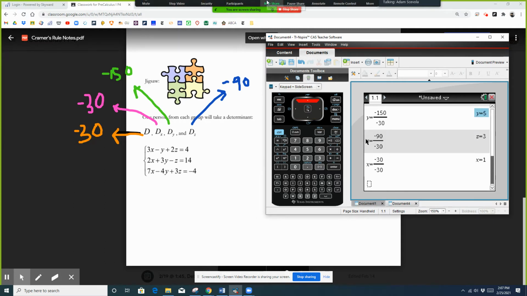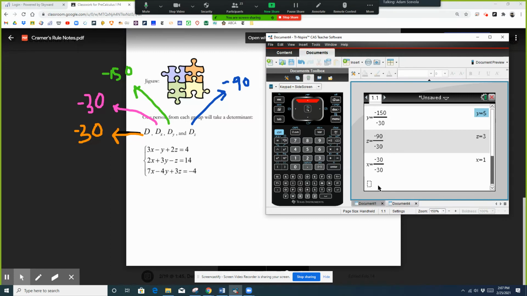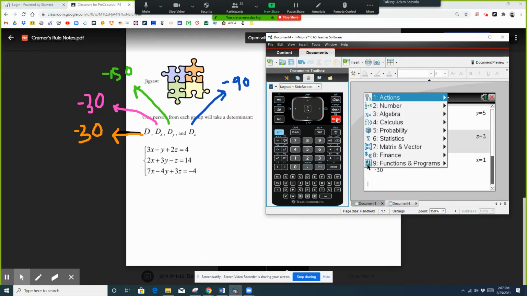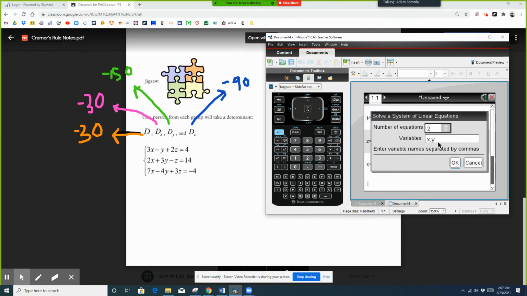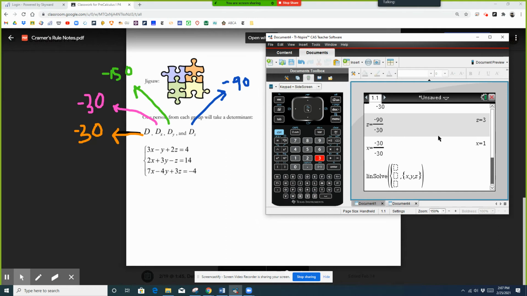And always good to plug your answers back in, see if it makes sense. And if you have a TI Inspire, it actually doesn't have to even be a CAS. You could solve a system of any linear equations. And then type it in, 3x minus y plus 2z equals 4.